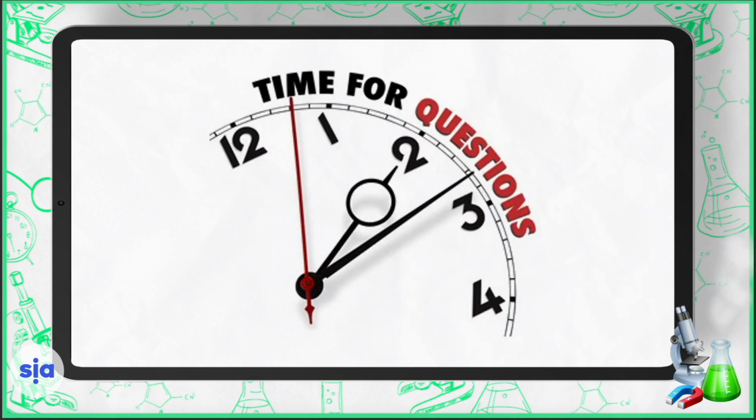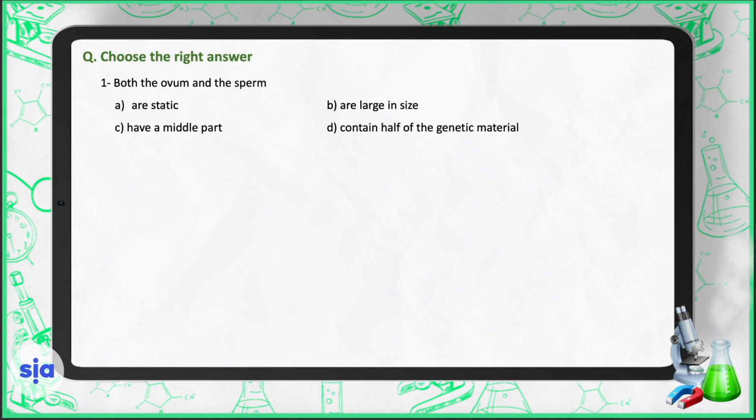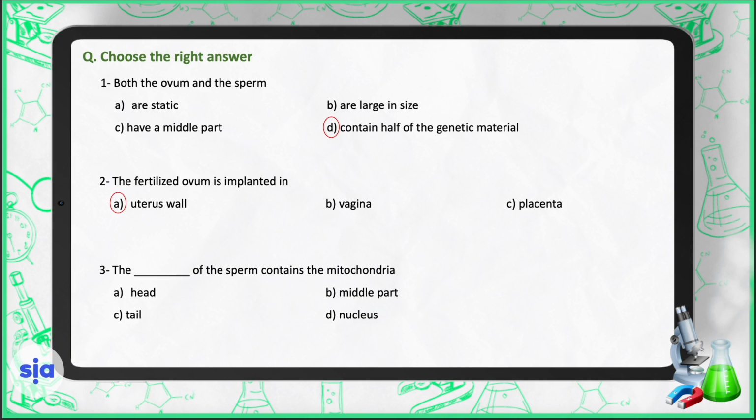Now it's time for questions. Choose the right answer. Both the ovum and the sperm are static, are large in size, have a middle part, or contain half of the genetic material. They contain half of the genetic material, we said only 23 chromosomes. The fertilized ovum is implanted in the uterus wall, vagina, or placenta. Uterus wall. The part of the sperm that contains the mitochondria is the middle part.